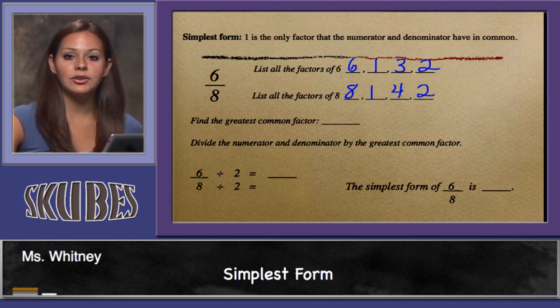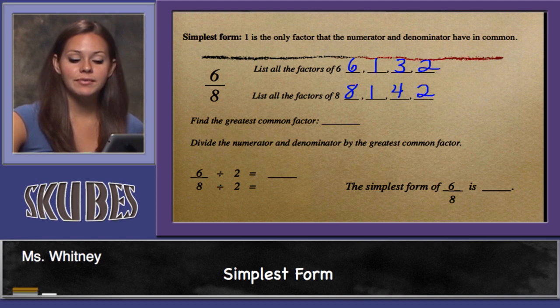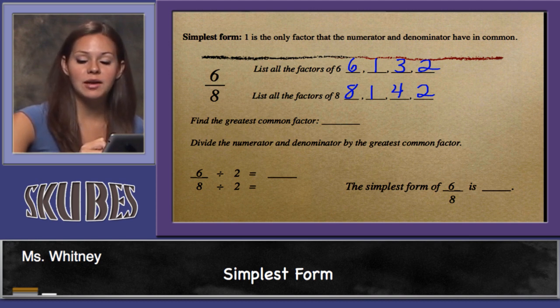Next, I'm going to find the greatest common factor. That is the largest factor that both of the numbers have in common. In this case, the greatest common factor is 2.